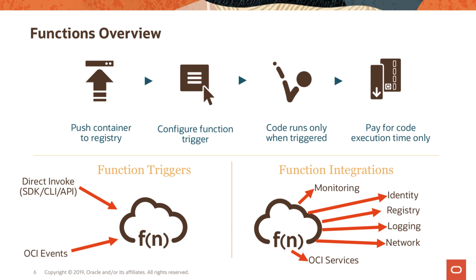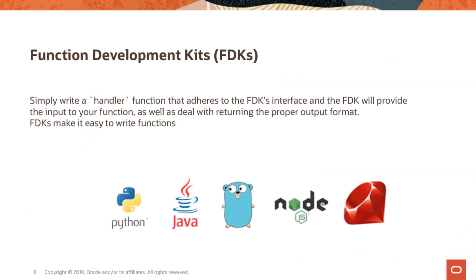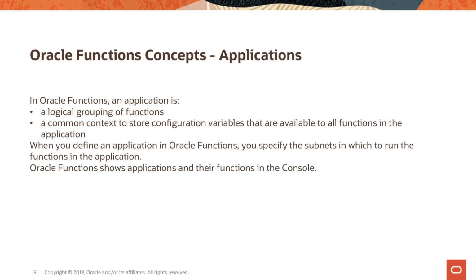We looked at the overview of how a function can be deployed and then invoked. We looked at the function triggers and endpoints, and how it's integrated in the OCI ecosystem. We discussed the function development kits and the 5 languages that are first-class citizens, but you can use any language as long as you can create a Docker container. You can run it with functions.